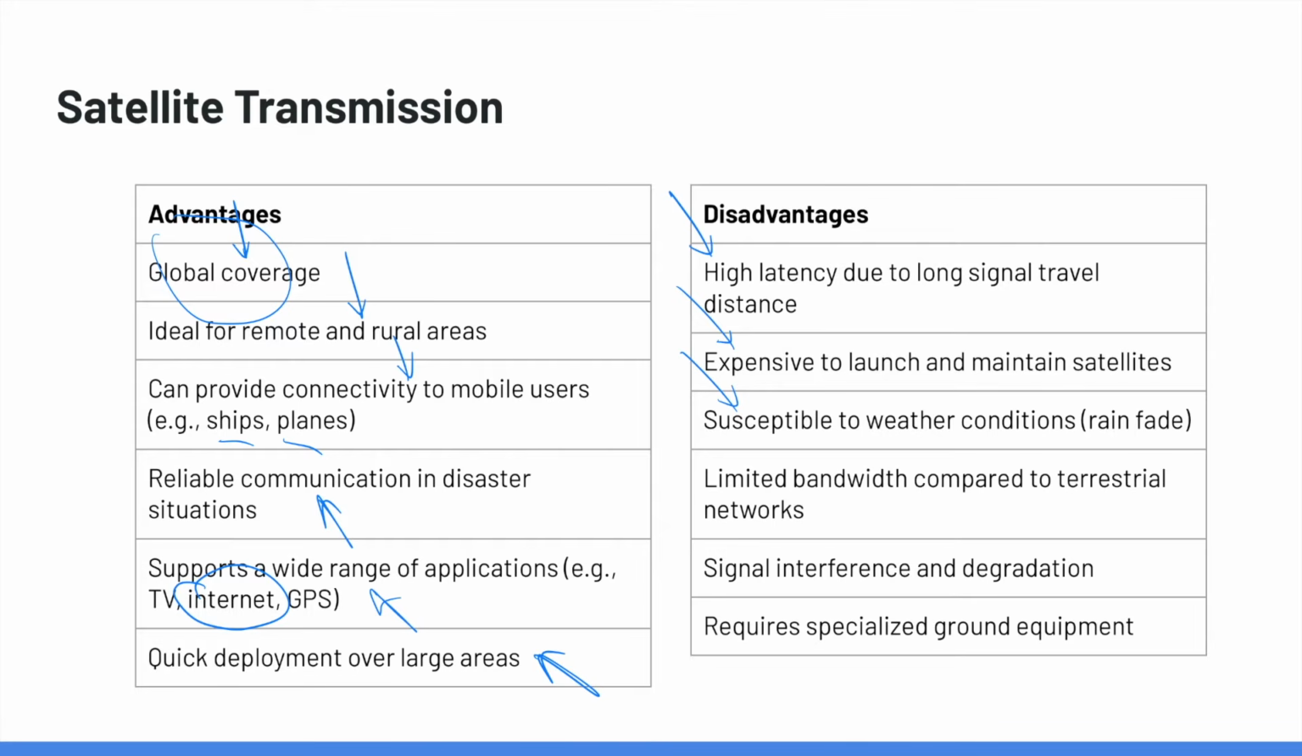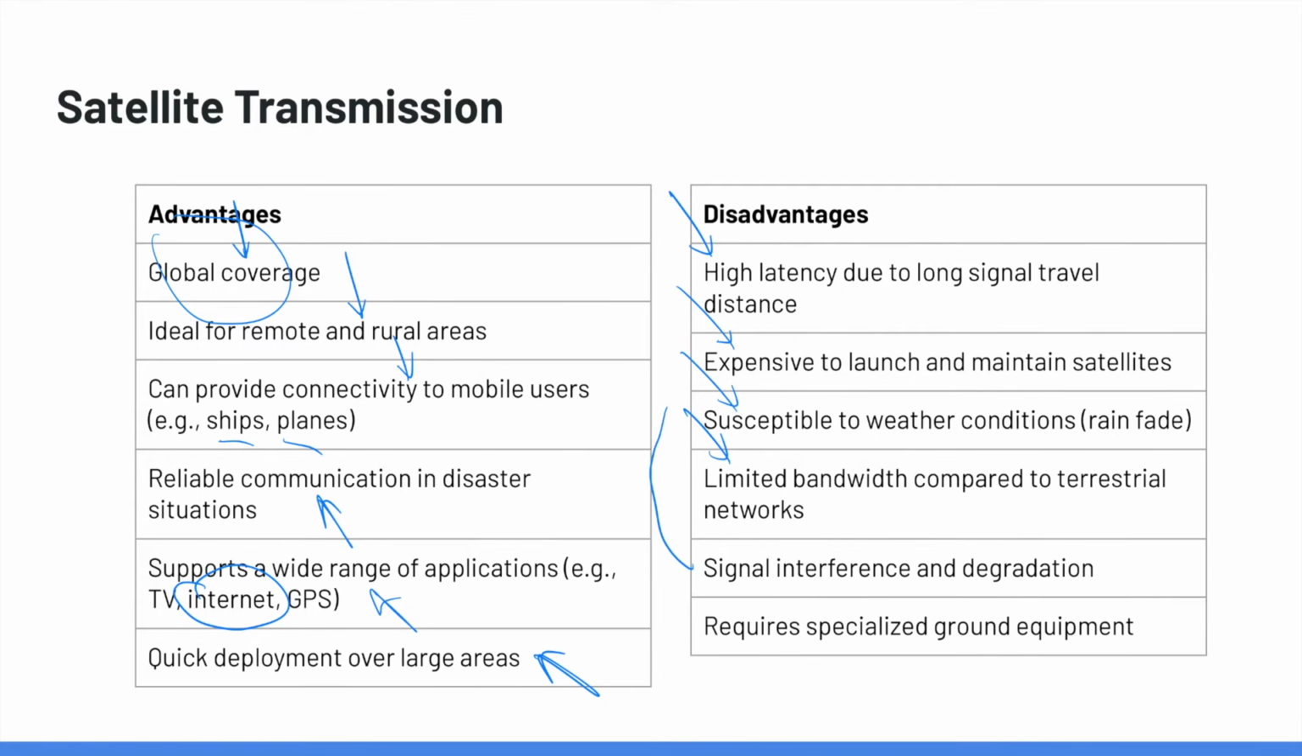So if there's something between you and the satellite, like rain or clouds, then that can degrade your data transmission capability. There's limited bandwidth compared to terrestrial networks, terrestrial being on the ground. So you're just going to have limited bandwidth compared to a mobile internet network, for example.